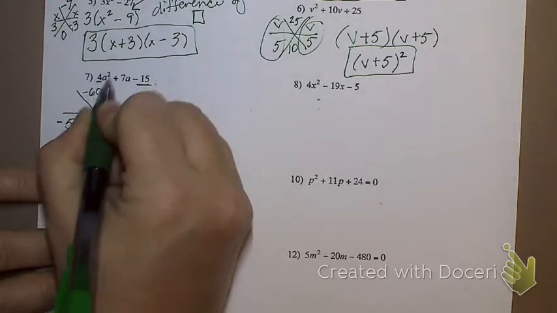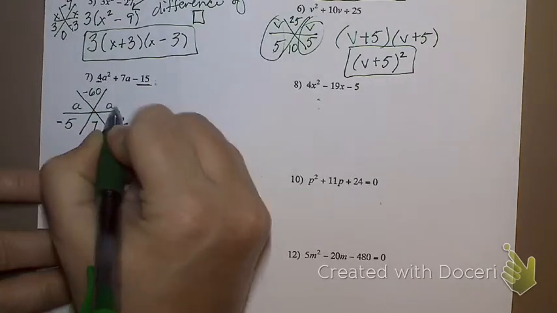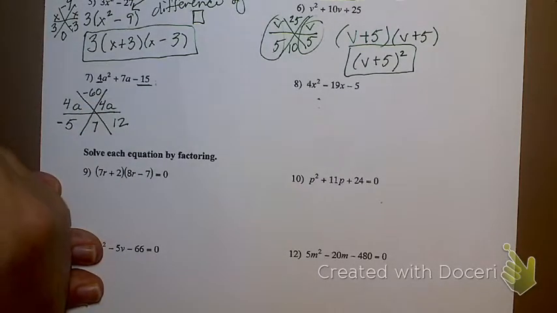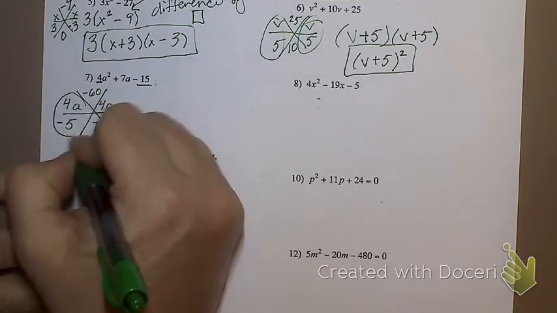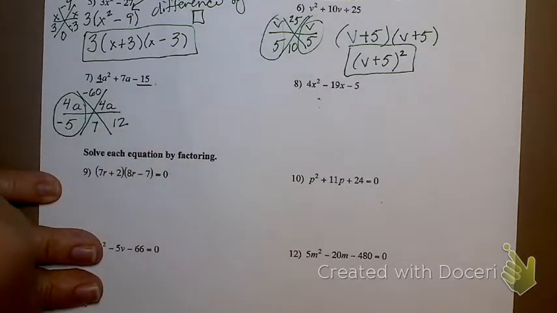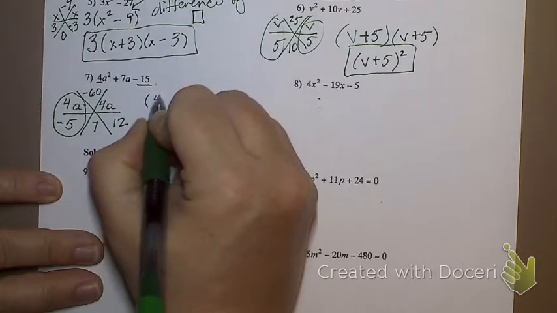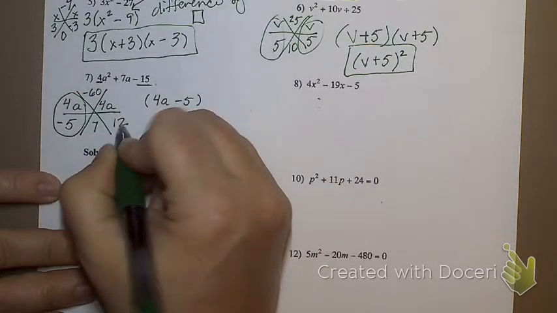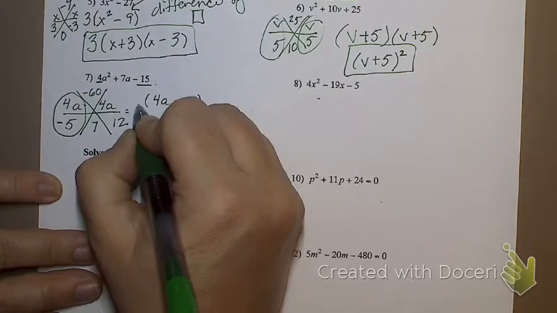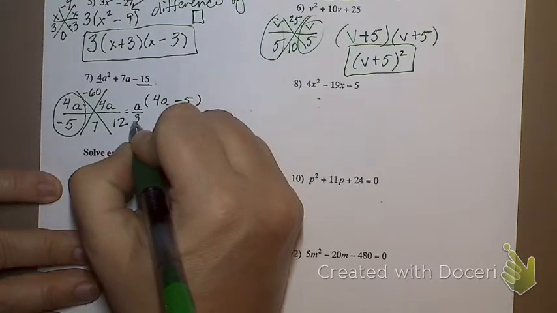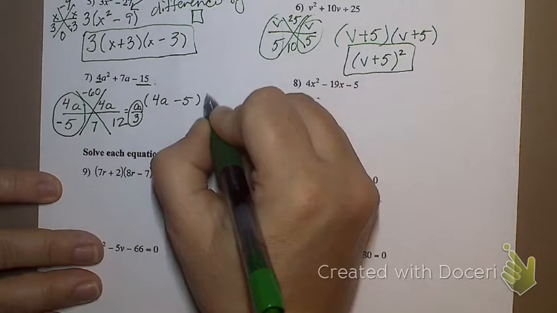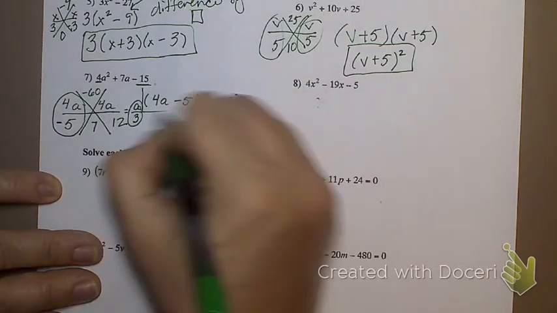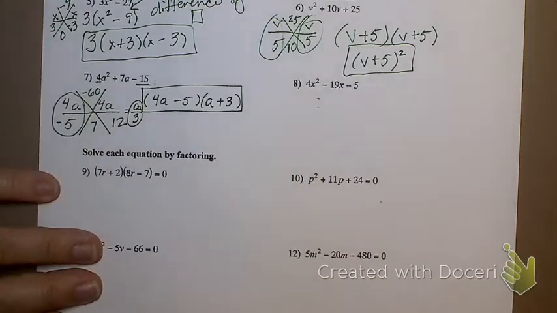Now, this one's a little different since there's an a value that's not 1. I have to split up my a squared and give a to both sides, but I have to put the 4 with both sides. Can 4a over negative 5 reduce? So one of my parentheses is 4a minus 5. Can 4a over 12 reduce? What does it reduce to? A over 3. That's the parentheses then. A plus 3.